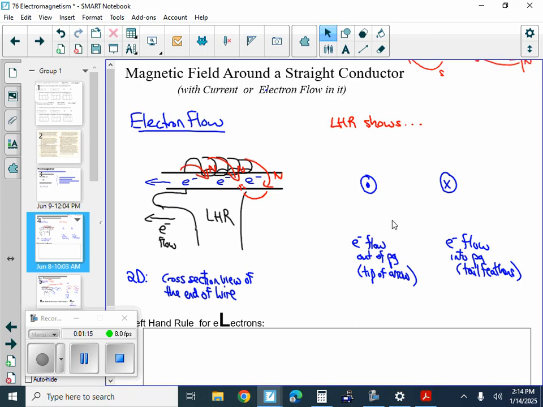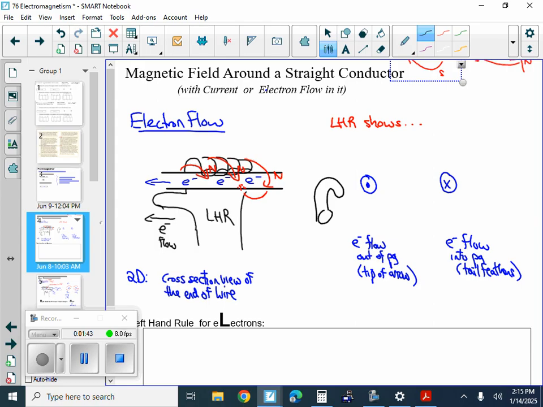The other way you can show this is the dot represents the point of an arrow coming towards you, so electron flow out of the page. And so you'd have electron flow out of the page, you'd have your thumb pointing towards you out of the page, and your fingers on your left hand would curl this way. My art skills leave something to be desired here, but basically your fingers are going to wrap this way, right? And then your thumb is going to be pointing towards you.